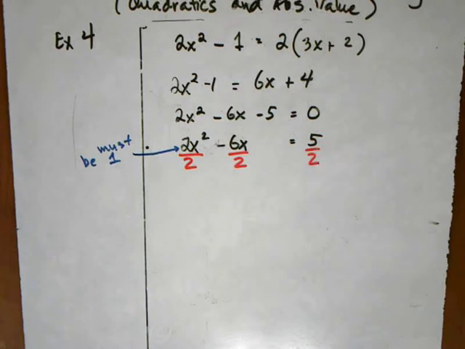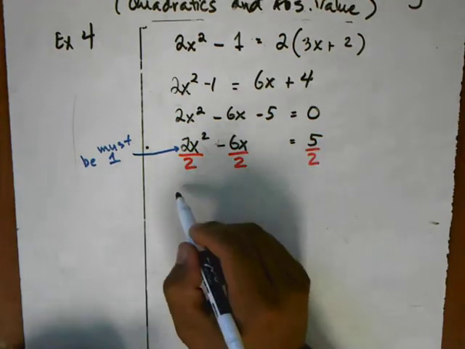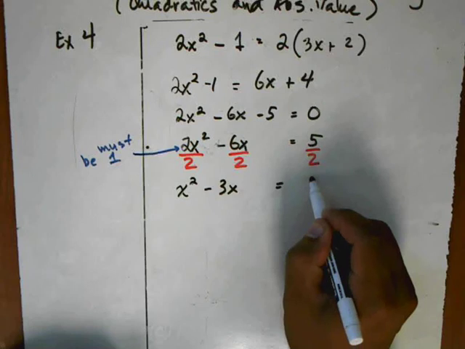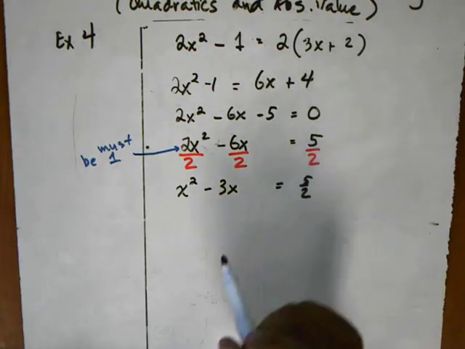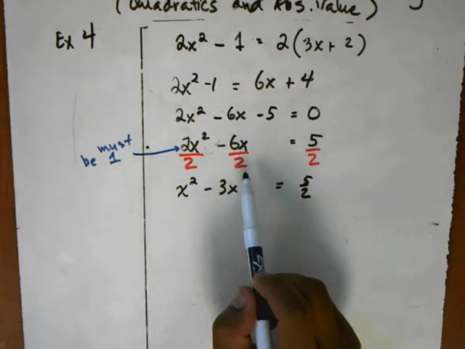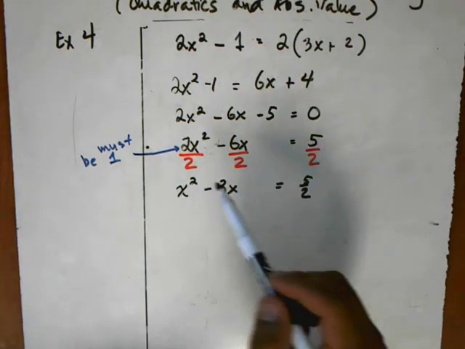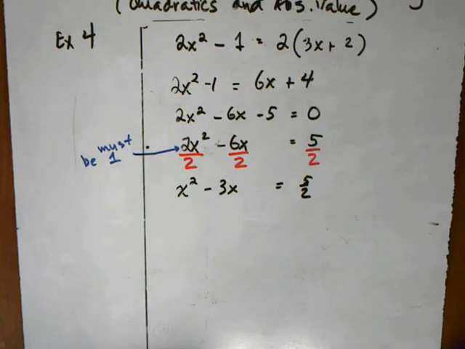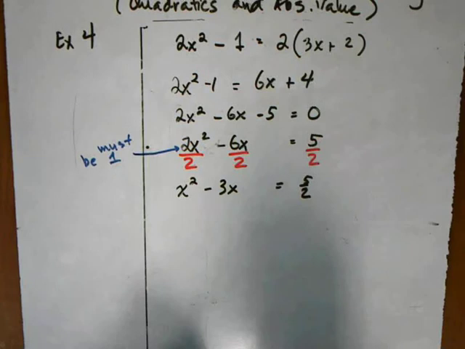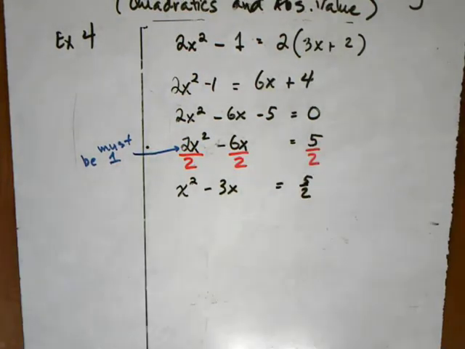And now I get x squared minus 3x equals 5 halves. Okay? And it's perfectly allowed and it's perfectly quote-unquote legal to do this, to divide everything by 2, as long as we divide everything, every single term on both sides by 2. Okay, that's a perfectly valid algebraic operation. And so now we have something that we can complete the square with.